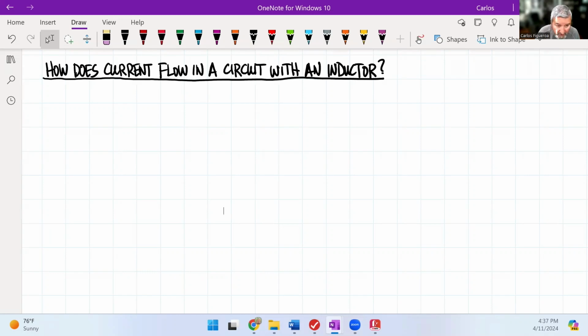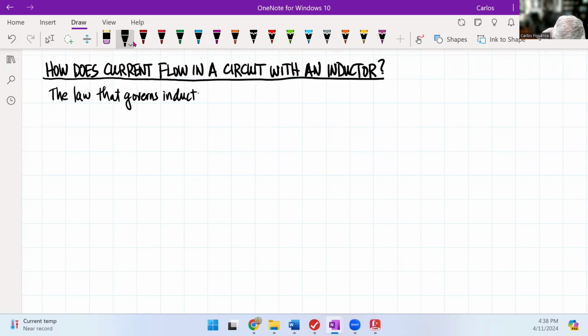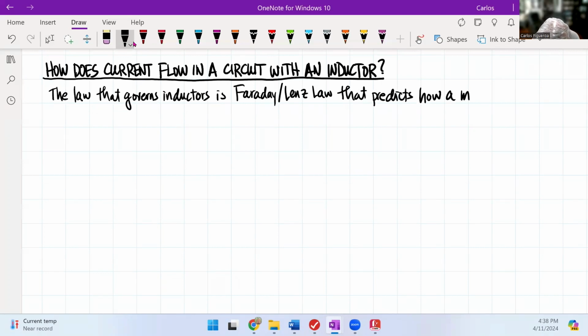How does current flow in a circuit with an inductor? The law that governs inductors is a combination of Faraday/Lenz's law that predicts how a magnetic field interacts with an electric current.